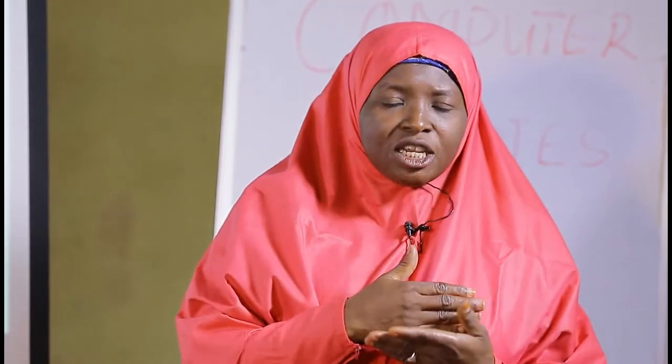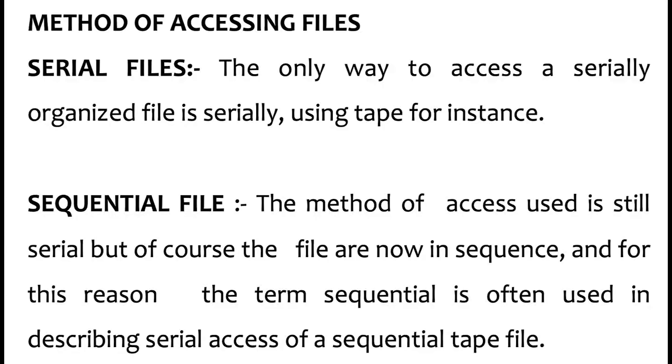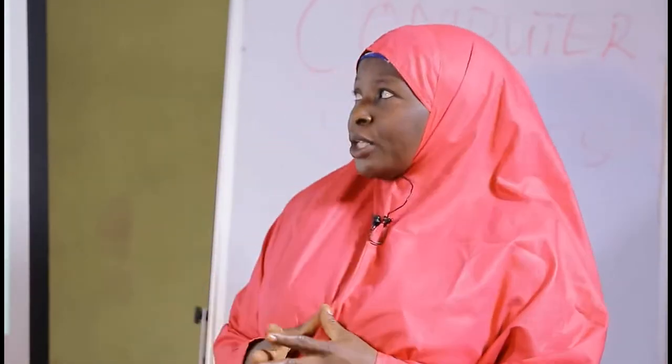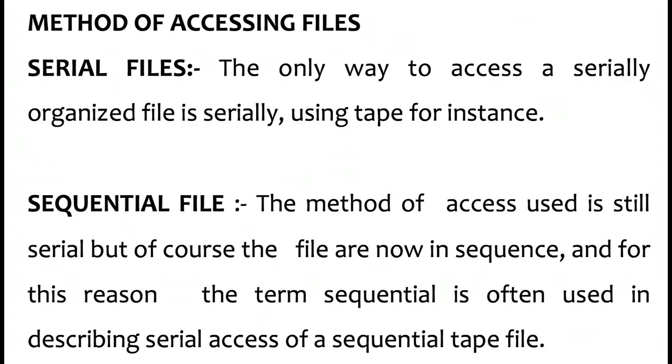After organizing, we have the method of accessing, because you have to access your file after it has been organized. The first, we still have the serial file. My dear students, don't get confused, because I mentioned the serial file during the organization method. It's still the same. That is the organization method, and we have the accessing method. We have the serial file. The only way to access a serially organized file is serially.